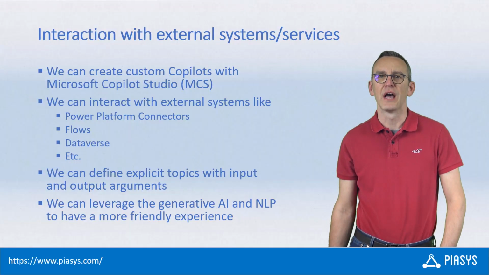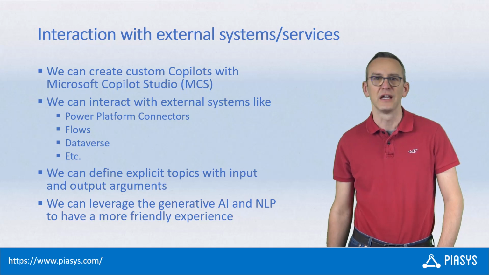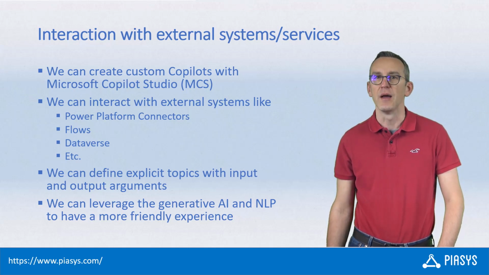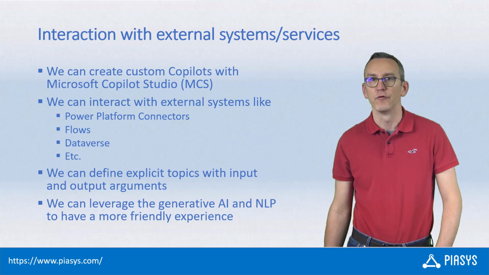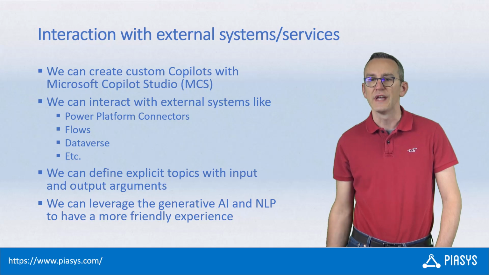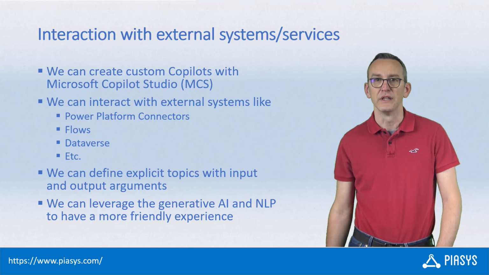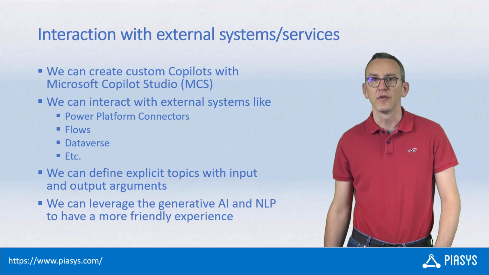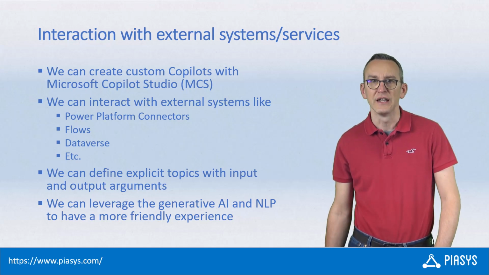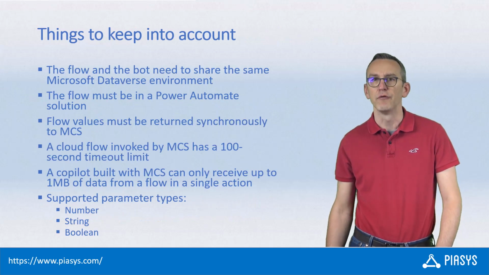Today we keep on talking about how we can use Microsoft Copilot Studio to create powerful custom copilots. Specifically, I want to explain how you can interact with external systems, like for example connectors for the Power Platform or flows defined in Power Automate or the Dataverse, and so on and so forth. When you do that, you can create custom topics in your bot created with Microsoft Copilot Studio, and you can also leverage the natural language processing and the large language models to provide a more natural interaction model for your end users. Whenever you do that, you need to keep into account a few things.